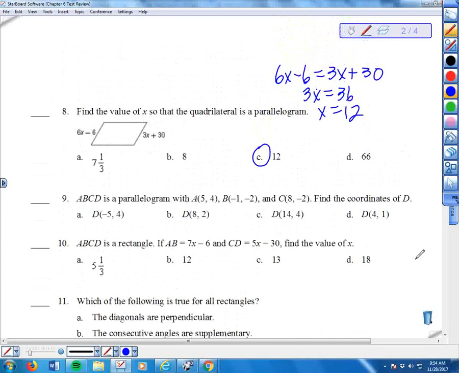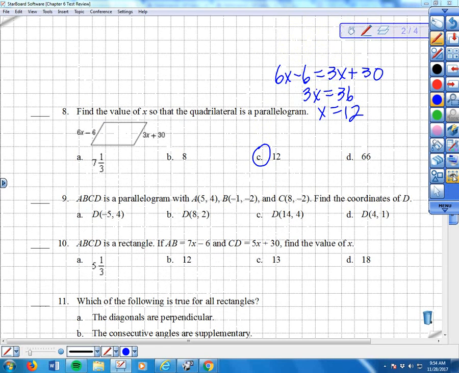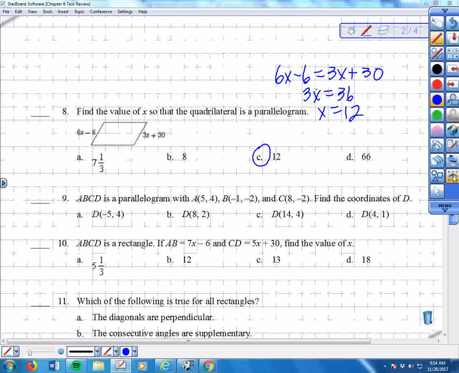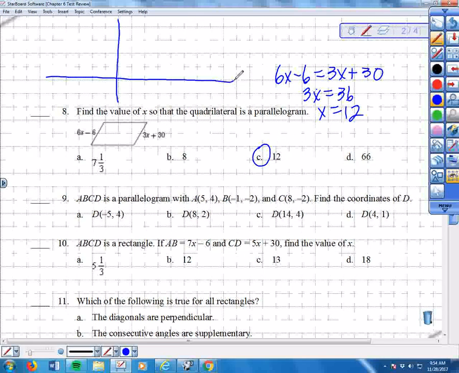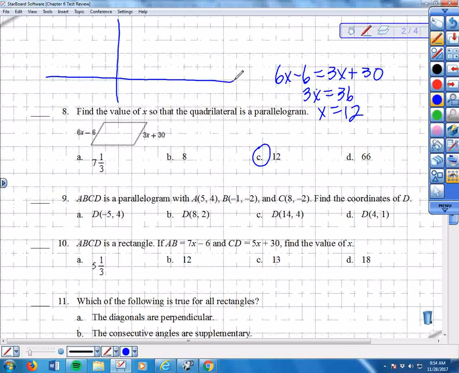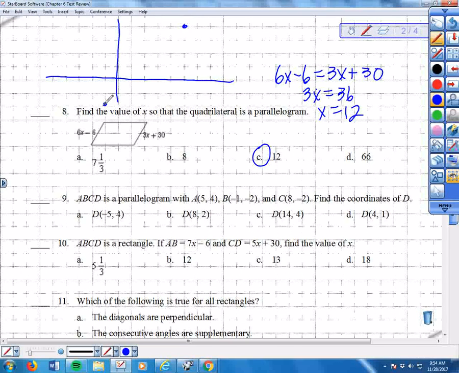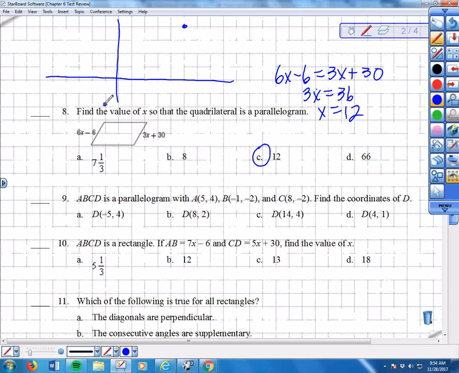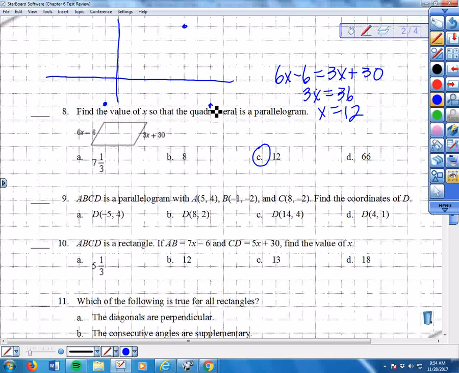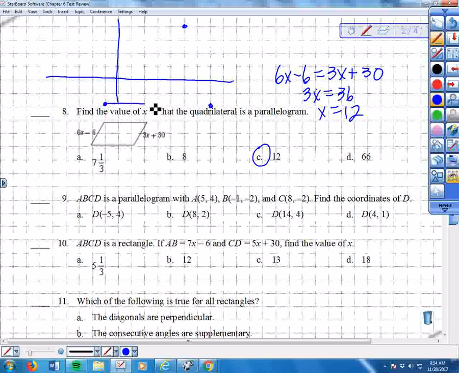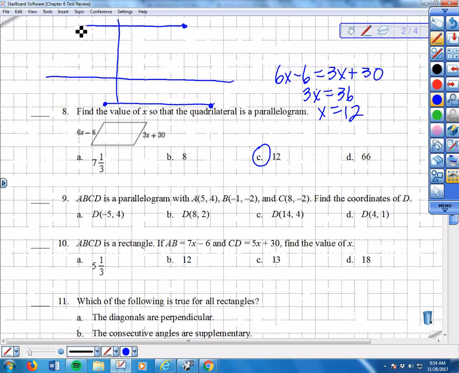ABCD is a parallelogram, and it gives me coordinates. Let's see how I can do these, I should be able to. 1, 2, 3, 4, 5, 1, 2, 3, 4. Negative 1, negative 2, and 8, negative 2. 2, 3, 4, 5, 6, 7, 8. Is that right? Close enough there. So I'm going to say it could either go, am I wrong?